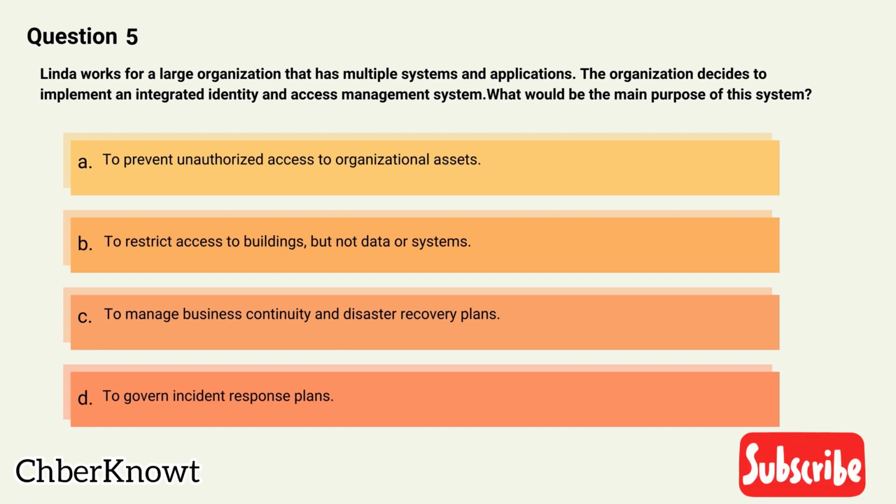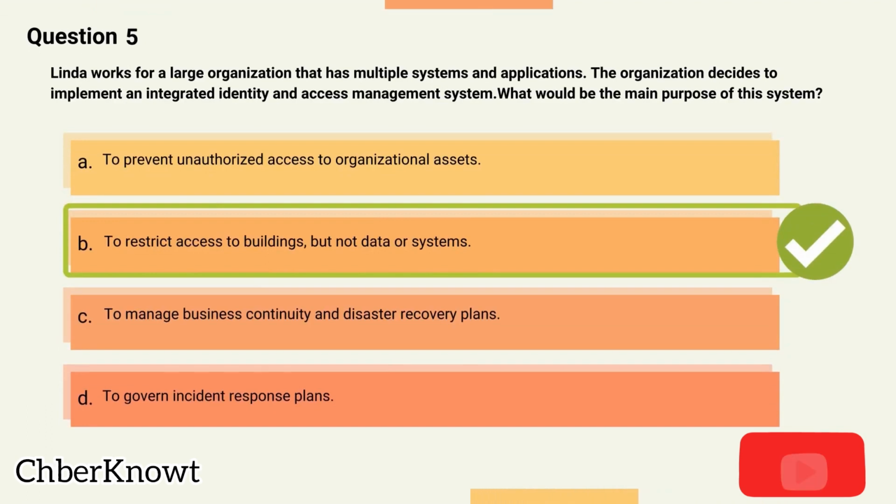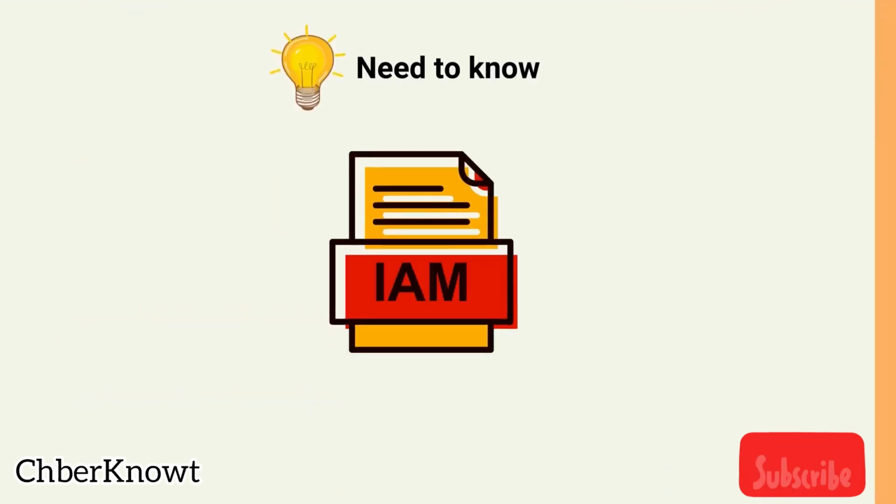The correct answer is Option A. To prevent unauthorized access to organizational assets. Explanation. The system would help to streamline the management of user identities and access permissions across all of the organization's systems and applications, reducing the risk of security breaches caused by unauthorized access or user error.